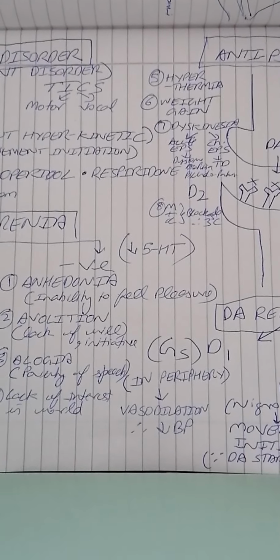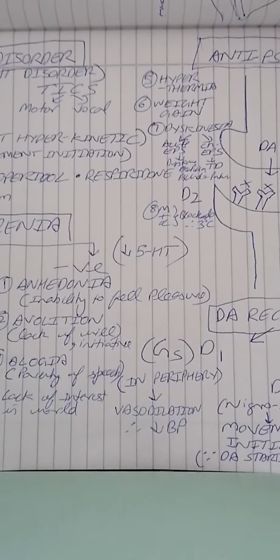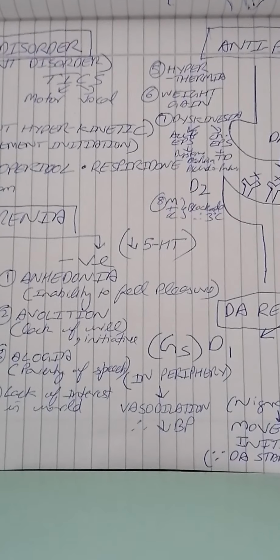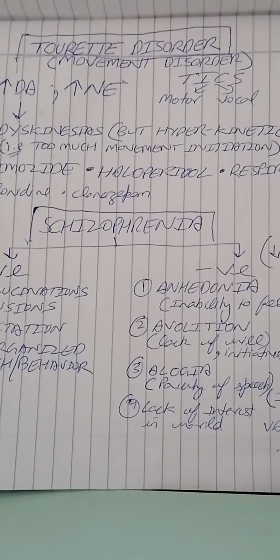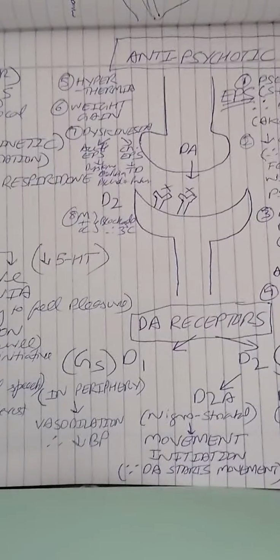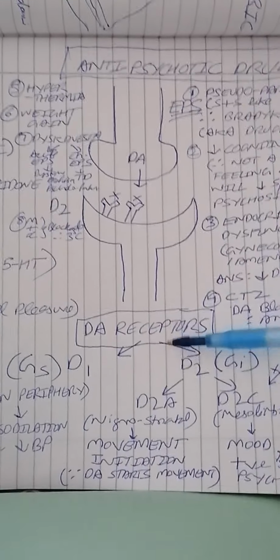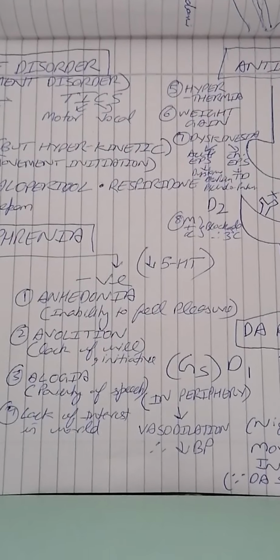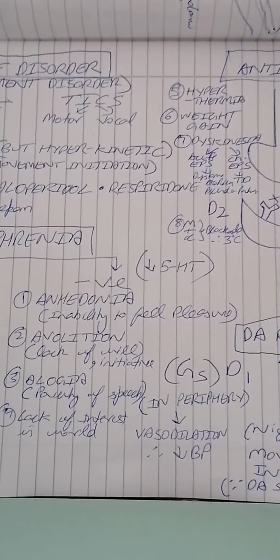Hey guys, this is a very short video on 4 mini topics all related to dopamine. They aren't related to each other, but they all are related to your dopamine. So to begin with, which are these 4 mini topics? The first of all is your Tourette disorder. The second one is your schizophrenia. Third one is your antipsychotic drugs, and the fourth is your dopamine receptors, that is your DA receptors. So these four of these are related to dopamine, which you'll find out in this video.